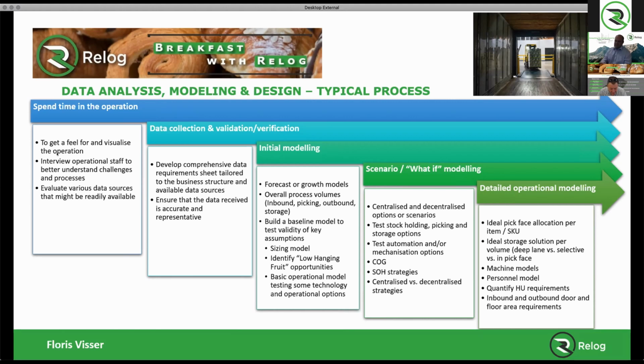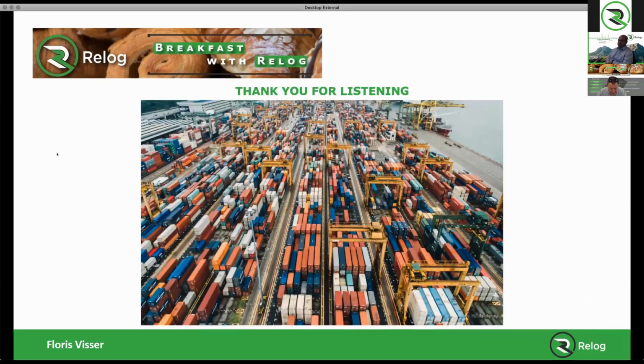And then once you've settled on an operating methodology or a plan of strategy or a route, we go into the detailed modeling, which is looking into every finite element, understanding how many doors we need, inbound, outbound, staging depths, pick face design, storage types, machine models, personnel requirements, what our handling units and our dispatch units are going to look like, etc. So that, in a very, very brief nutshell, is what we can do with data at the present time.